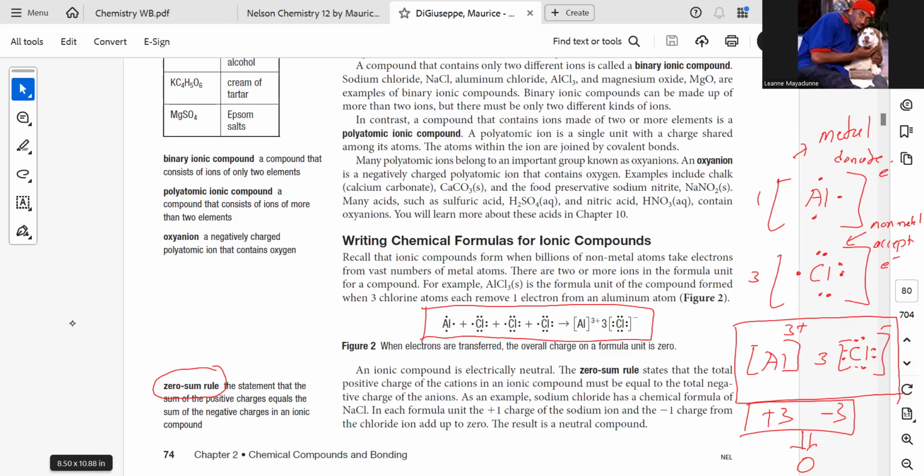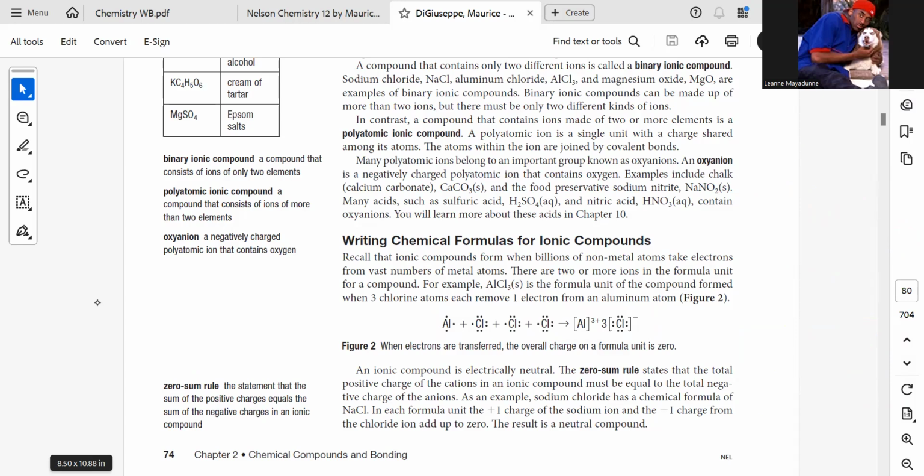So that is what the zero sum rule is. So now you have Al2O3. You know how to guess the charges of these compounds? What are the charges on them?